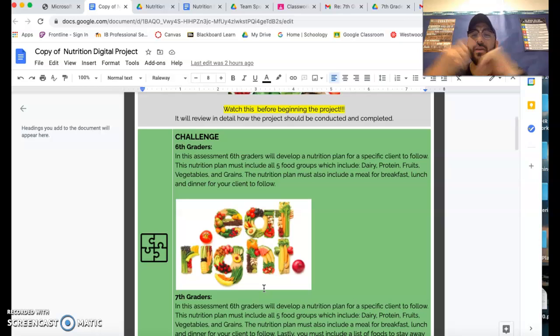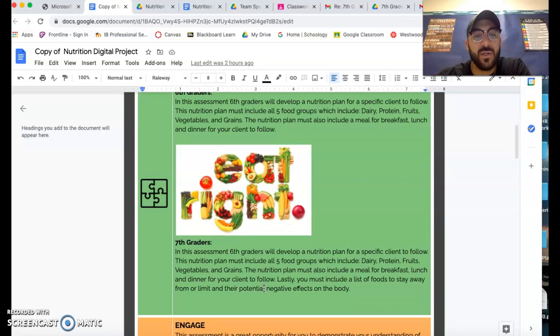So you don't have to include all five of those food groups in each meal, but all five of those food groups must be distributed amongst your three meals for the day, which are your breakfast, lunch, and dinner. Seventh graders, you're doing the same thing, but in addition to breakfast, lunch, and dinner, you have to incorporate a snack for your client to have in their nutrition plan, and you also have to list foods that they must stay away from, or limit, and their potential negative effects on the body.